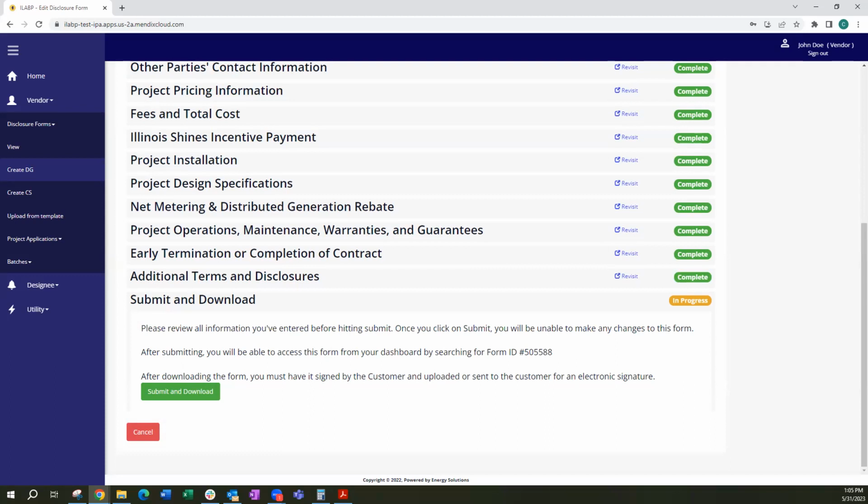accurate and complete. After downloading, the form must be signed by the customer, uploaded or sent to the customer for electronic signature through the Illinois Shines portal or other commercially available signature platform. To upload a wet sign form from the portal at a later date, you would toggle over to the view form and upload the signed PDF.